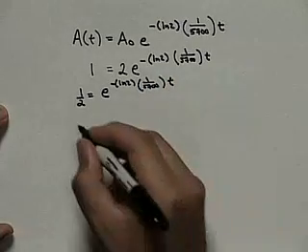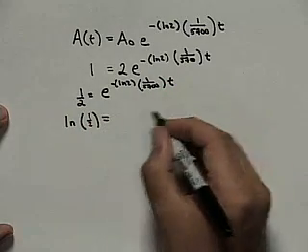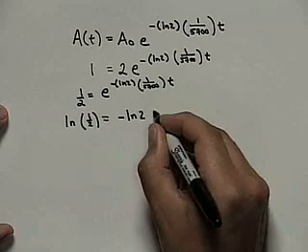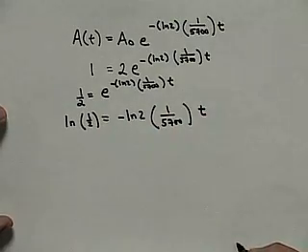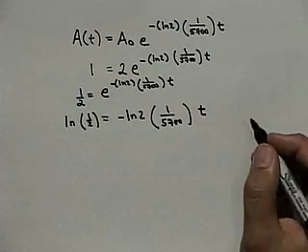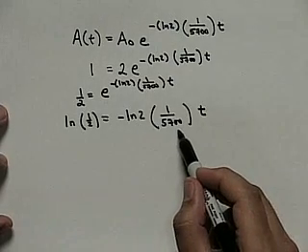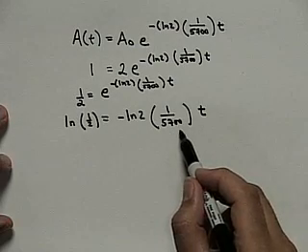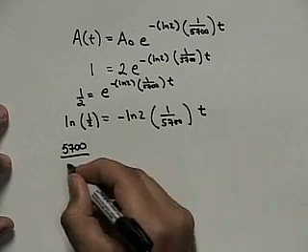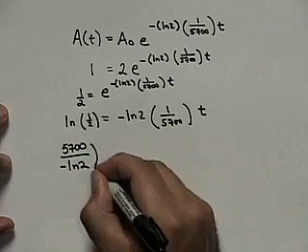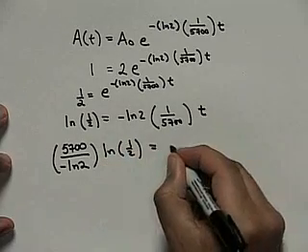Now taking the natural log of both sides, we end up with the natural log of 1/2 equals the negative natural log of 2 times 1 over 5700 times t. And now from here what we're going to do is divide both sides by negative ln of 2 and multiply both sides by 5700 at the same time. And what that will result in is 5700 on the top, negative natural log of 2 on the bottom, times the natural log of 1/2, and that equals t.